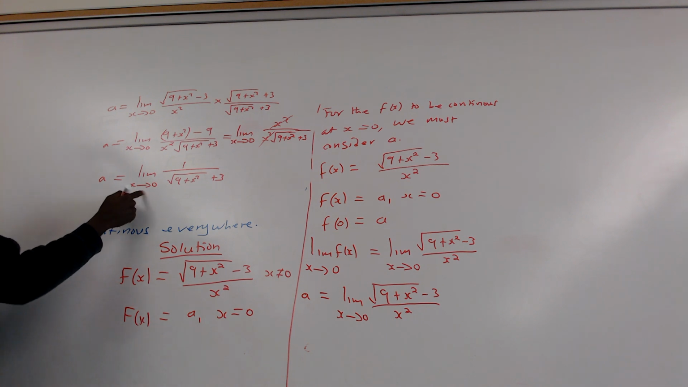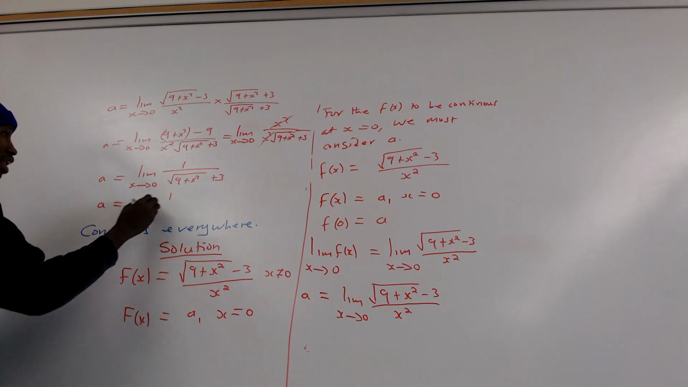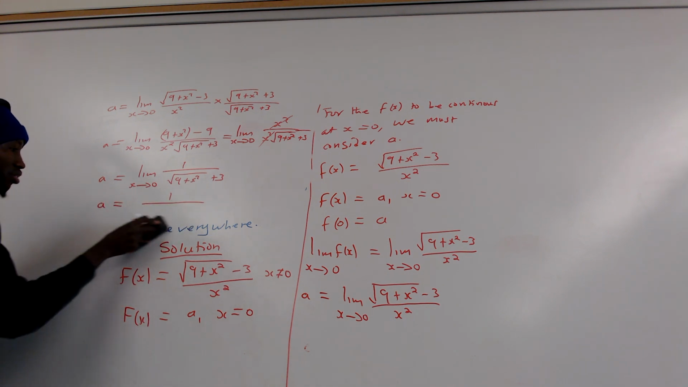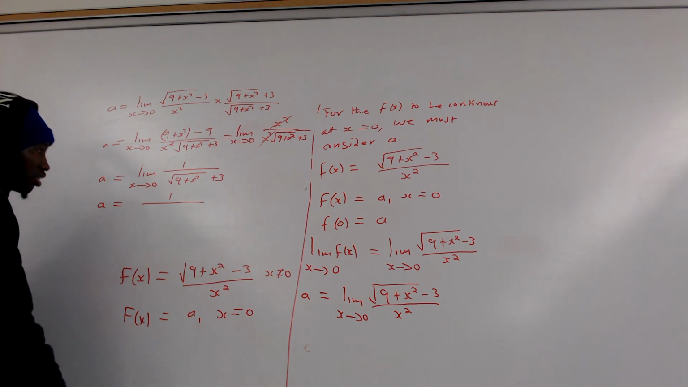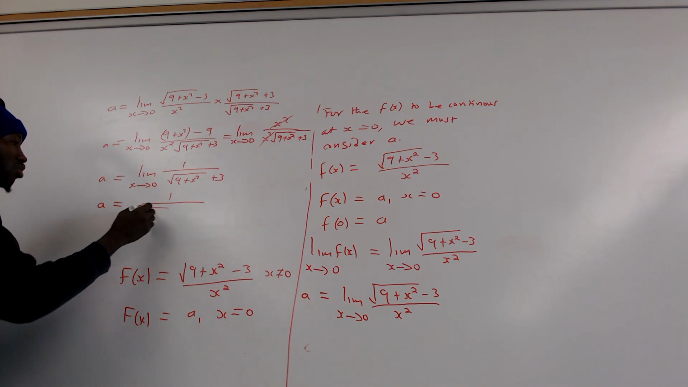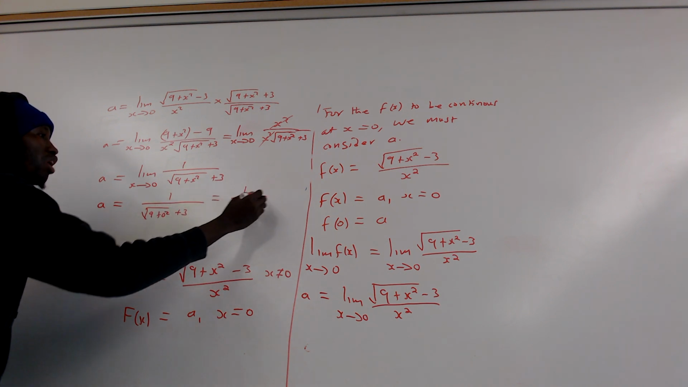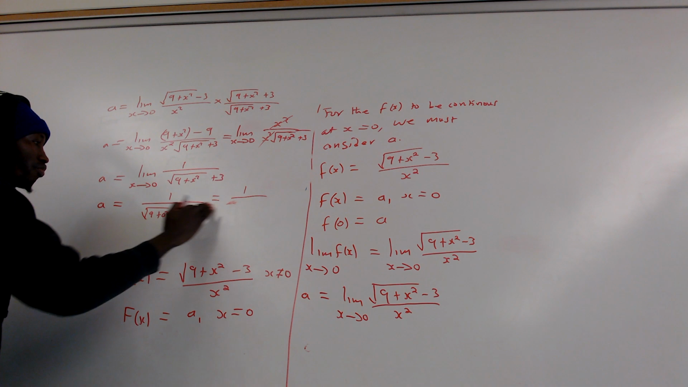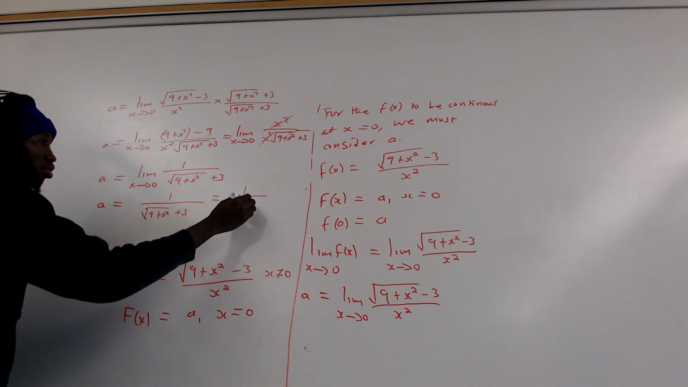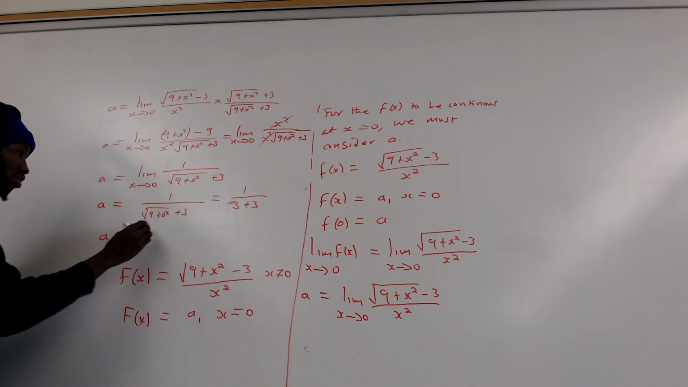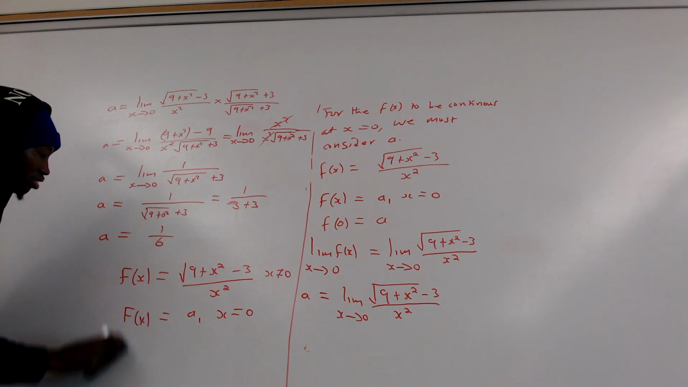So we substitute x tends to 0. So a now will be 1 divided by the square root of 9 plus 0 squared plus 3. This is the same as 1 upon the square root of 9, which is 3, plus 3. So therefore, the value of a is 1 over 6.